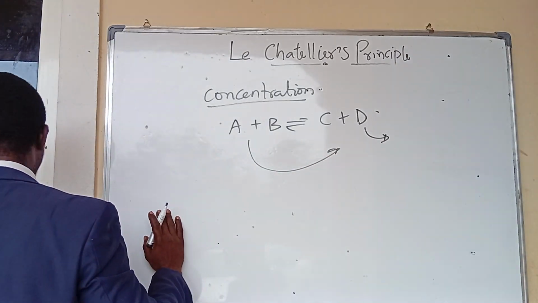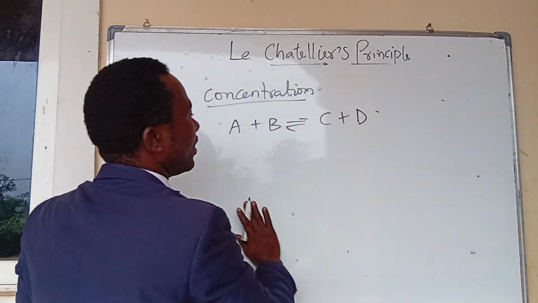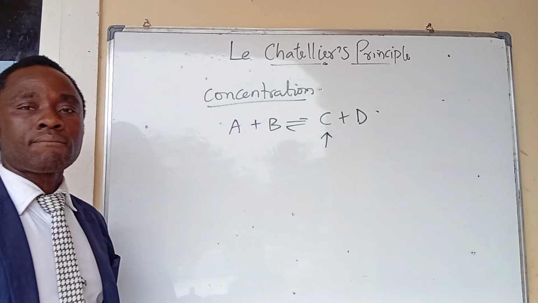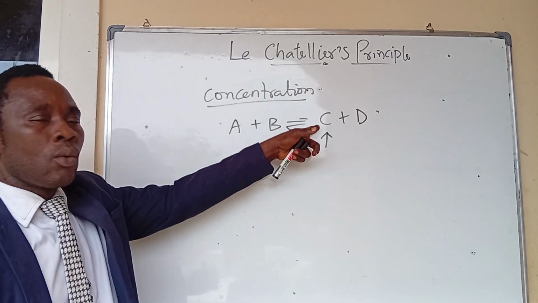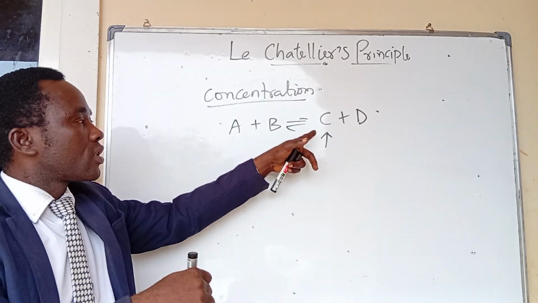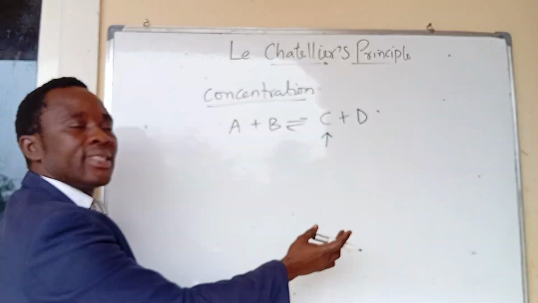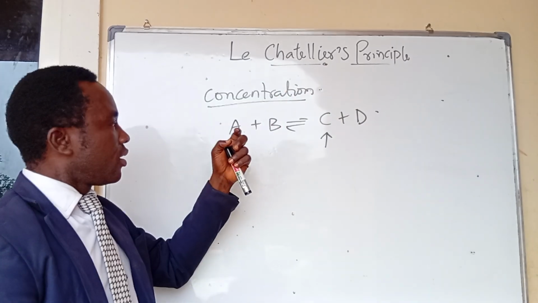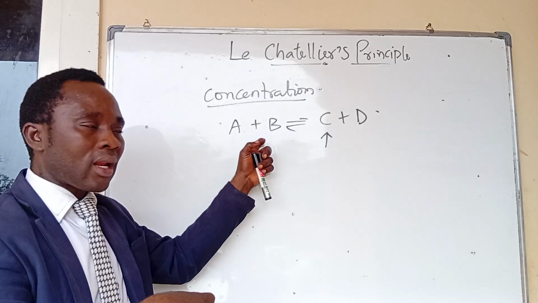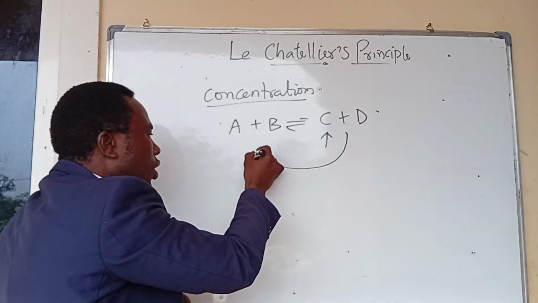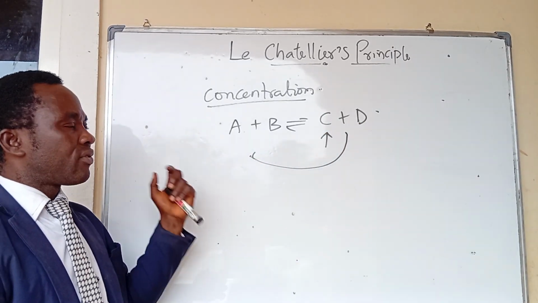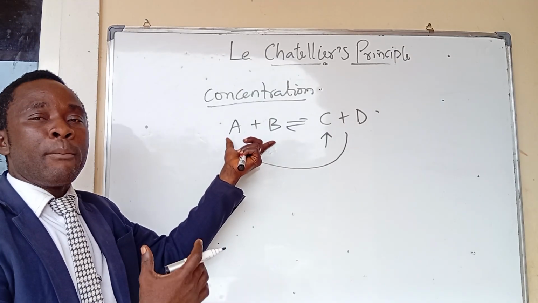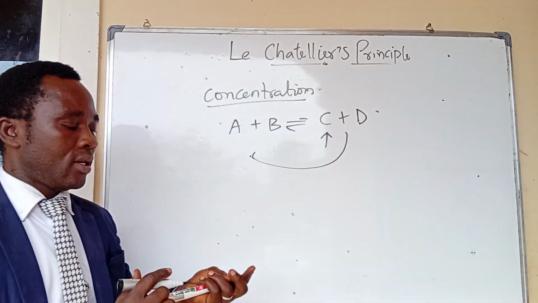Now, what if we are adding? Let's say we are adding C to the reaction in equilibrium. You are adding one of the products. As you are adding C, you are increasing the concentration of the product. Therefore, the concentration of the reactant becomes smaller. So equilibrium position will shift to the left in order to increase the concentration of A and B, so that their concentrations can balance again.